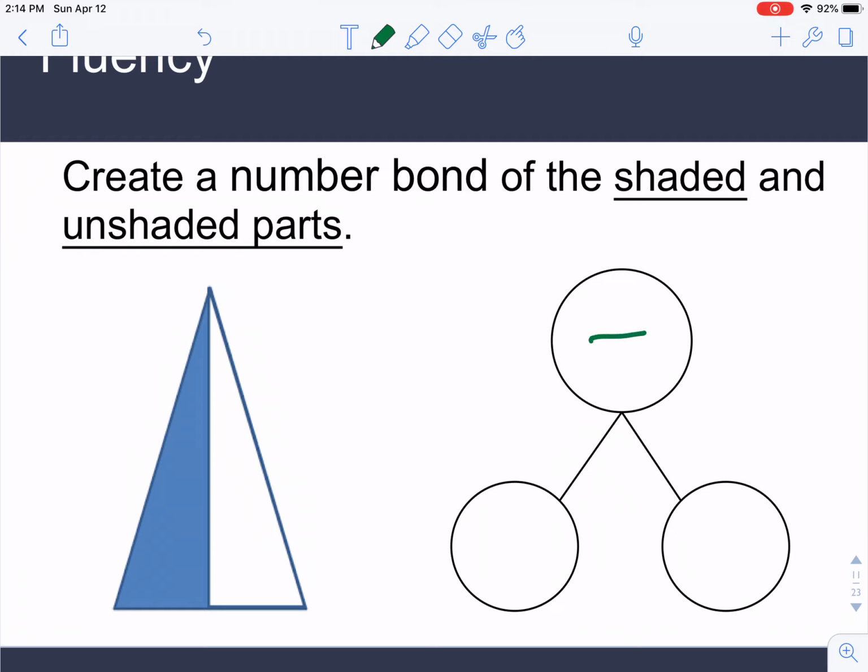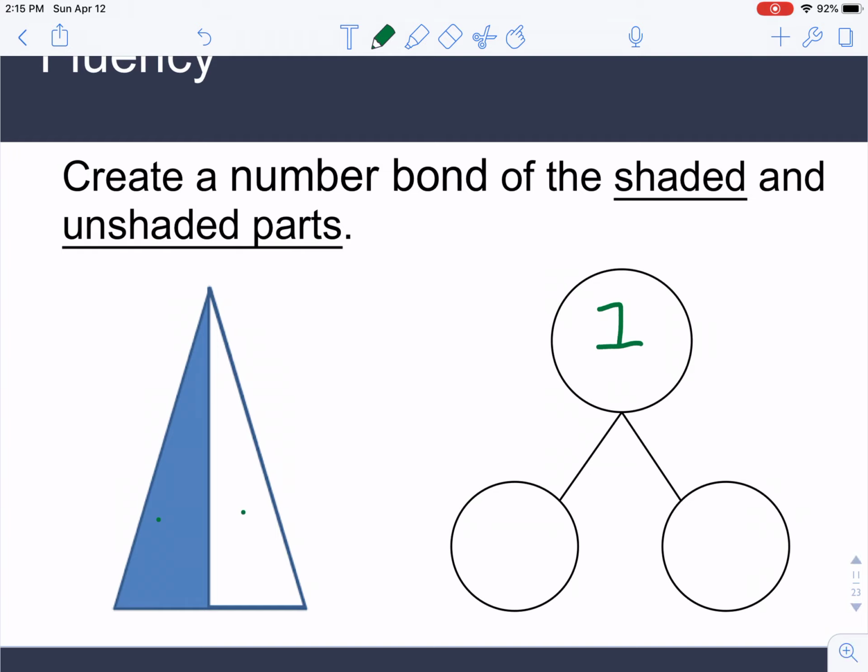Fraction bar. Now we need to know how many equal parts we have. 1, 2. And we know that we have 2 halves, which is also equal to 1 whole. I'm going to erase this and just put 1 whole right here.